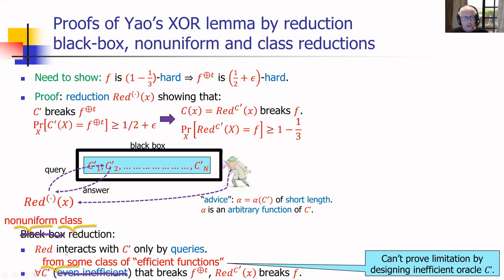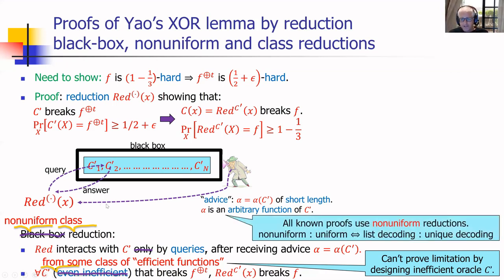So the reduction interacts with C prime not using only queries, but it is first allowed to receive an advice string, alpha, on C prime, which is an arbitrary function of C prime. The only limitation is that it is short. And then it is also allowed to interact with C prime using queries. Now, I think that at first glance, this looks like a very strange form of a reduction.